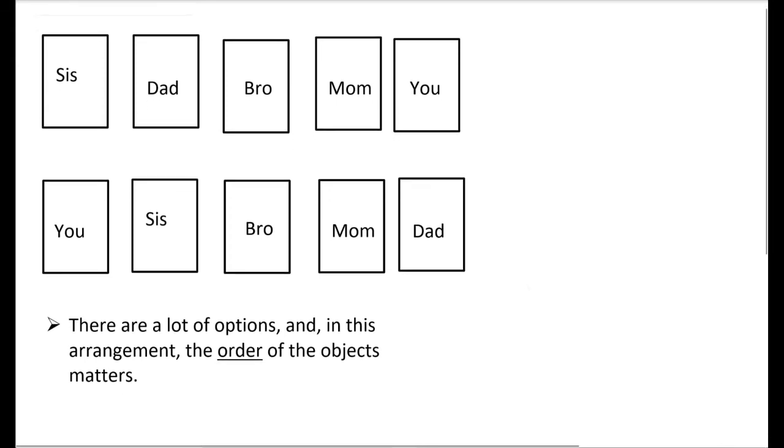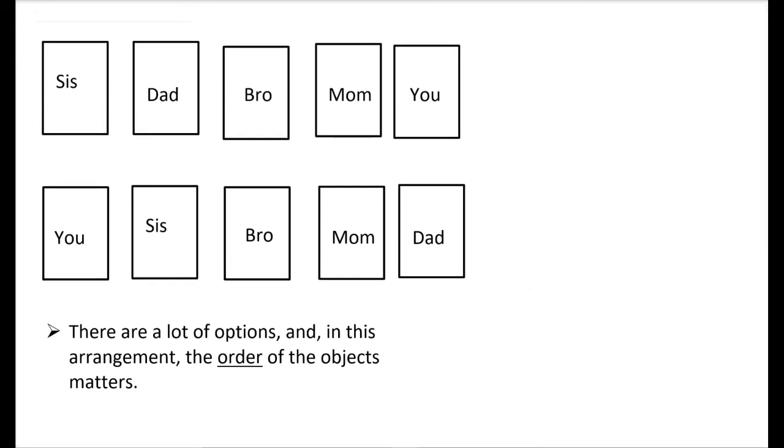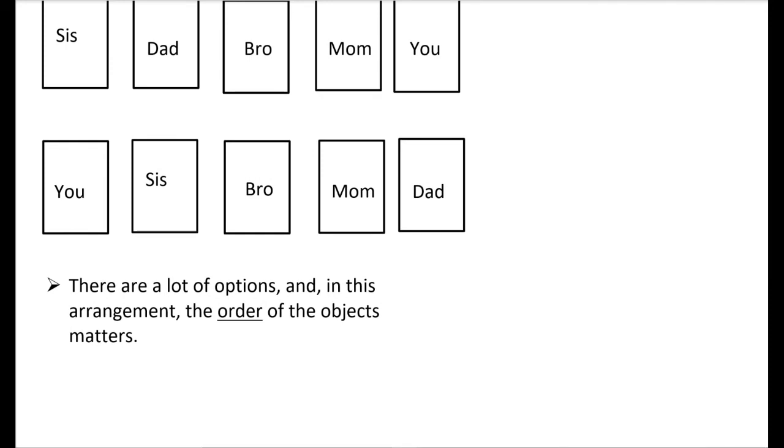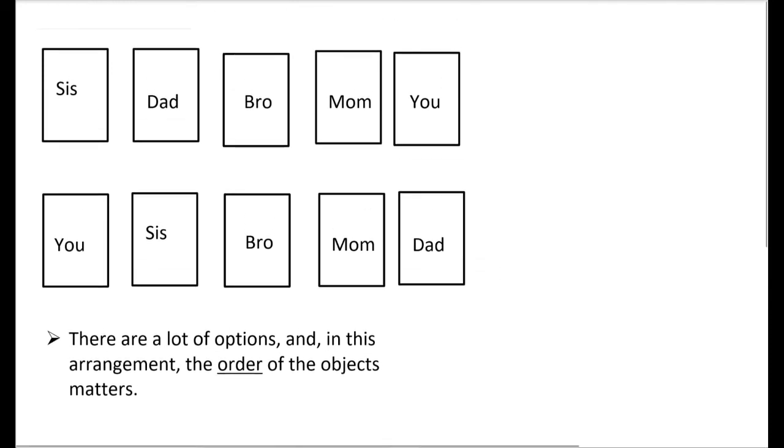In this case, these are two different arrangements. And notice that the order of the objects matters, right? So the order matters here. In the first arrangement, your sister is first, and in the second arrangement, your photo is first. But these are two different arrangements. So notice that there are going to be a lot of options for this in which the order matters. So how do we go about doing this?